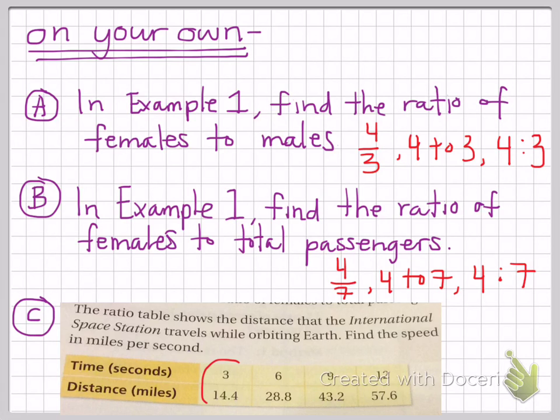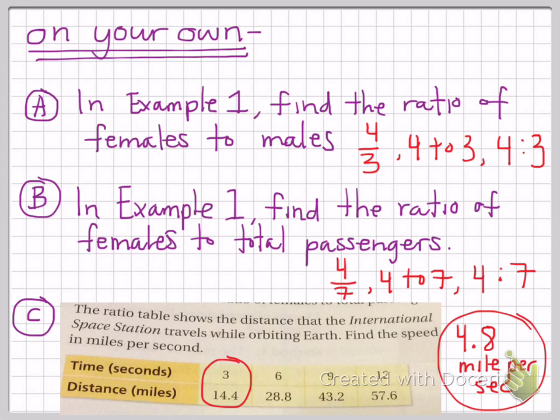Now C, you would have taken one of the ratios, okay, and you would have done 14.4/3, and then you would have simplified it for me. So therefore, you should have gotten 4.8 miles per second. Okay, high five yourselves if you got that.